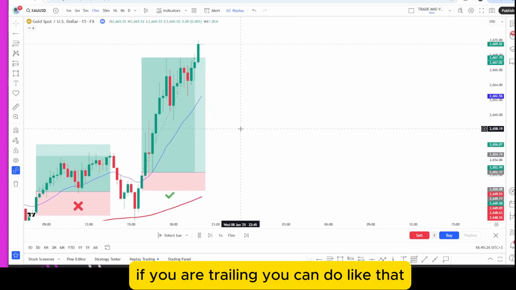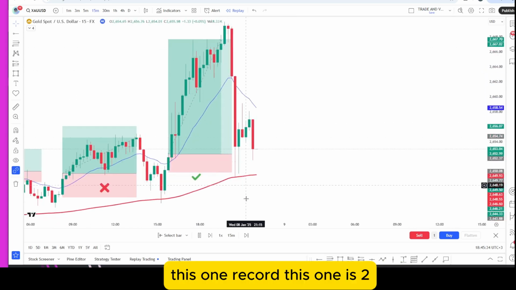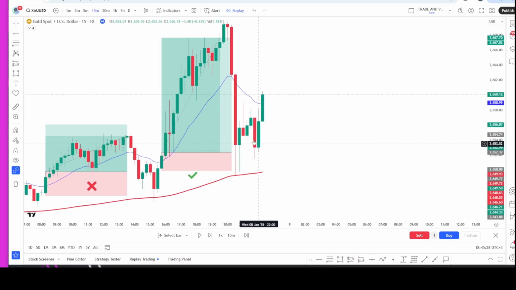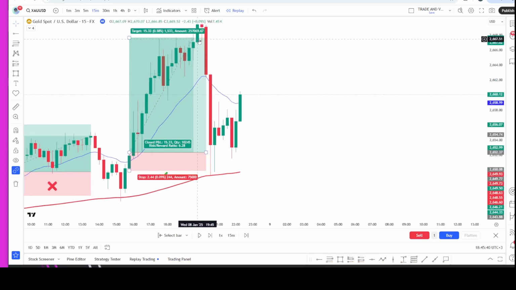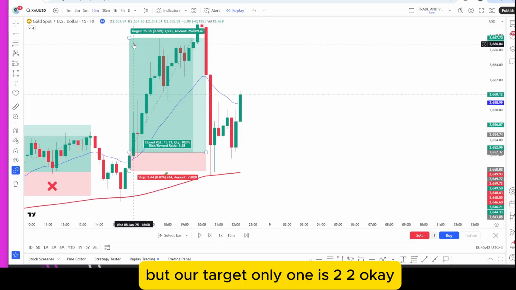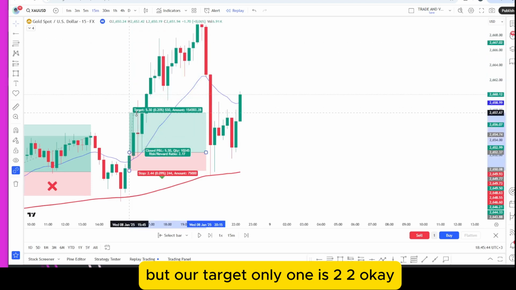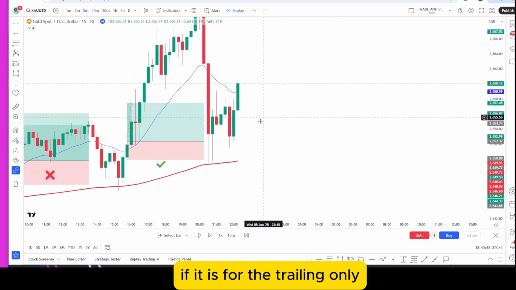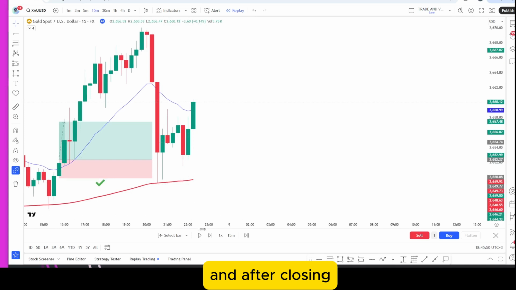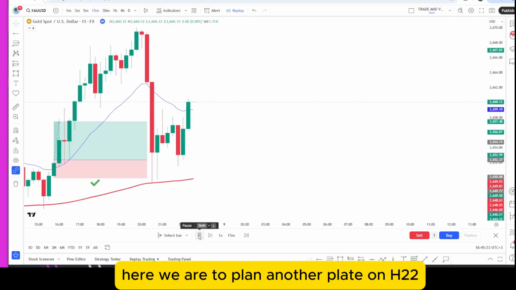If you are trailing, you can do like that. This one we got 1:6, a sudden movement happened and we hit our target, but our target was only 1:2. If it is for the trailing only, then price comes back to here, and after closing here we have to plan another trade 1:2.